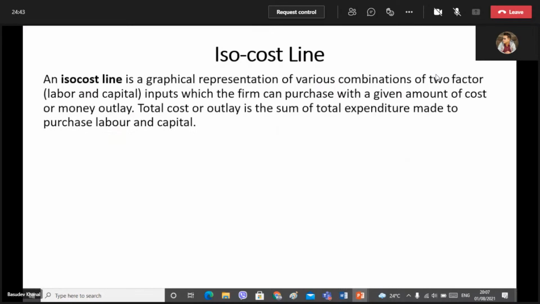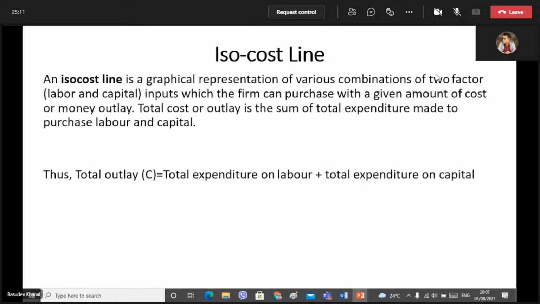The graphical representation of various combinations of two factor inputs which the firm can purchase with a given amount of money outlay. The total cost or outlay is the sum of the total expenditure made to purchase labor and capital. How much money is used to purchase the different units of labor and capital along the ISO cost line, that is called total cost or total outlay, money outlay.